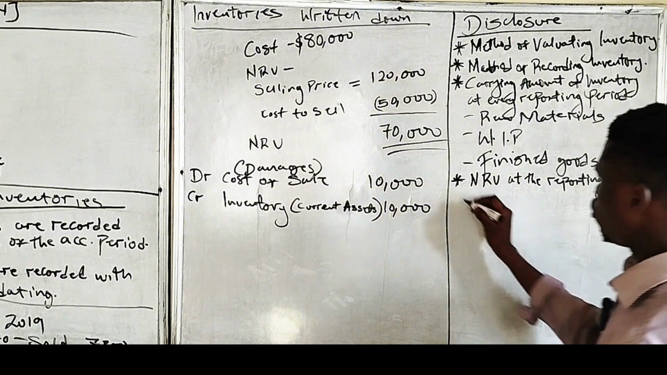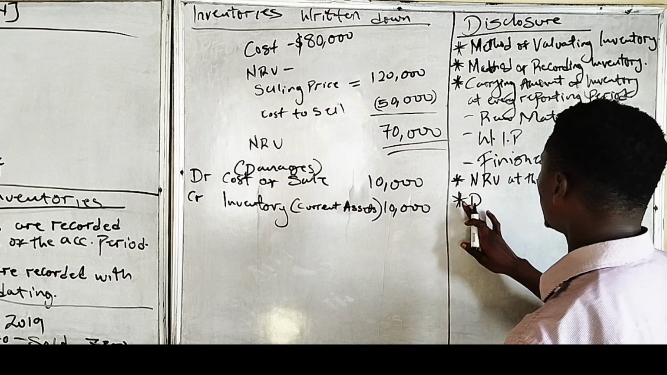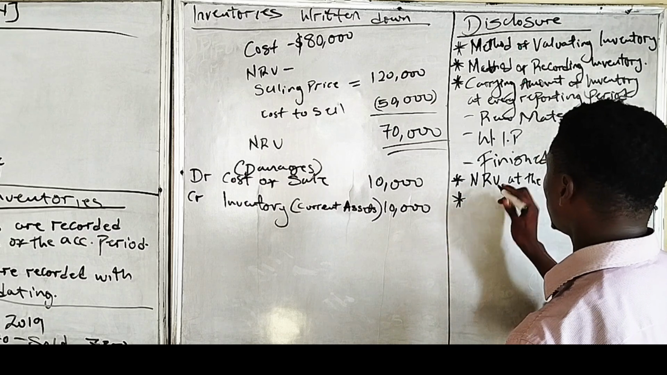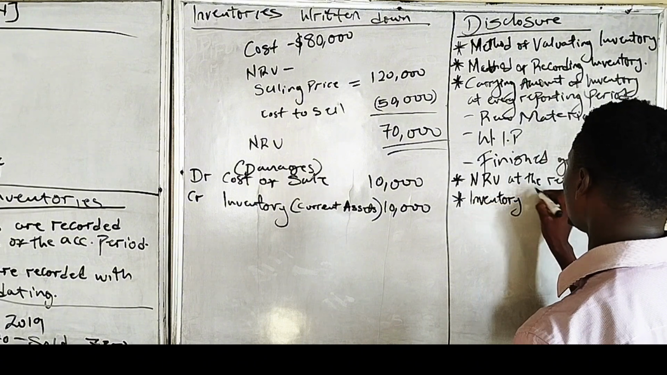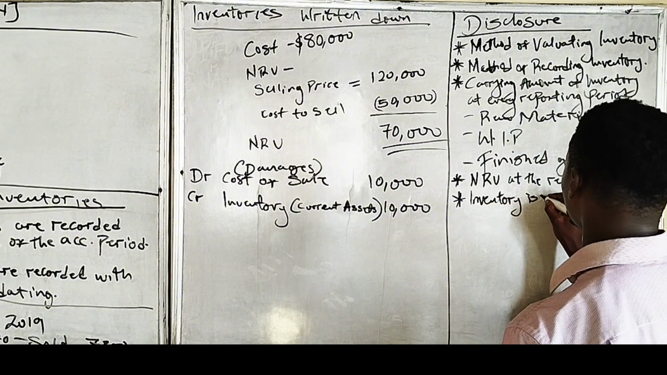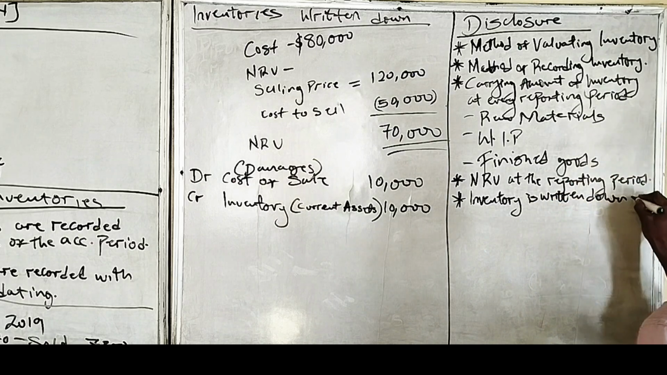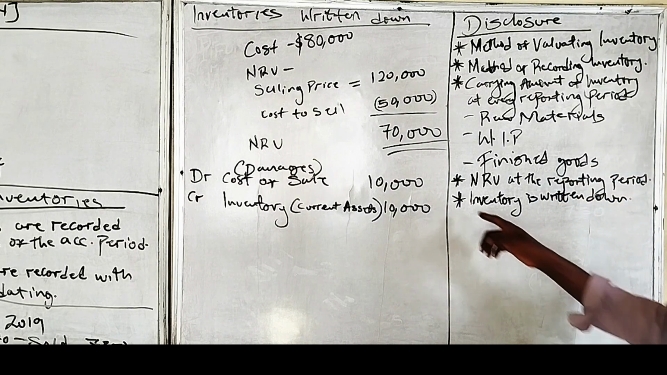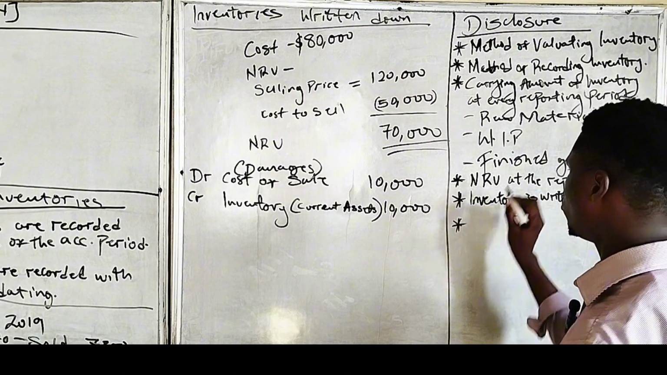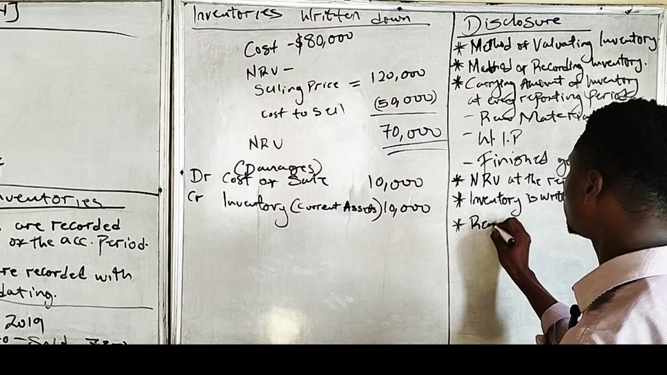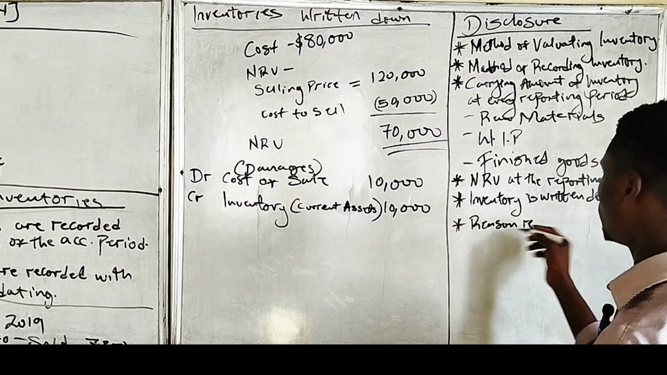You must also state if there is any damages or inventory written down. If your inventory is written down, you must state it. So an entity must state if its inventory is written down. And lastly, you must disclose the reason relating to the write-down of your inventory.